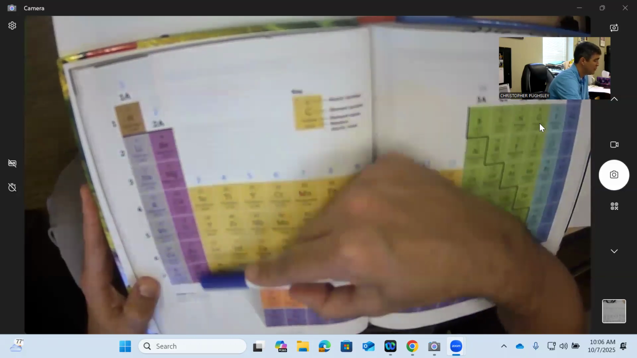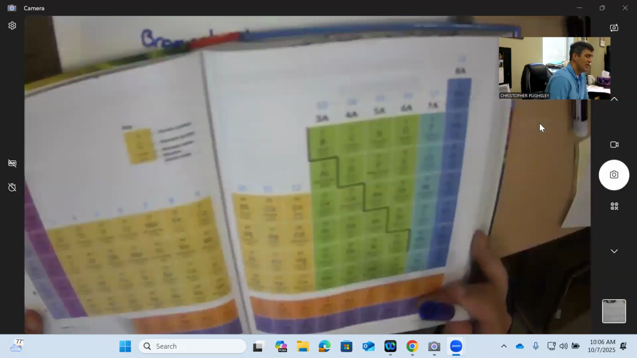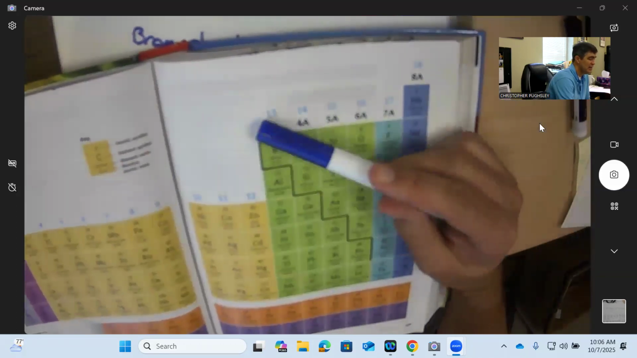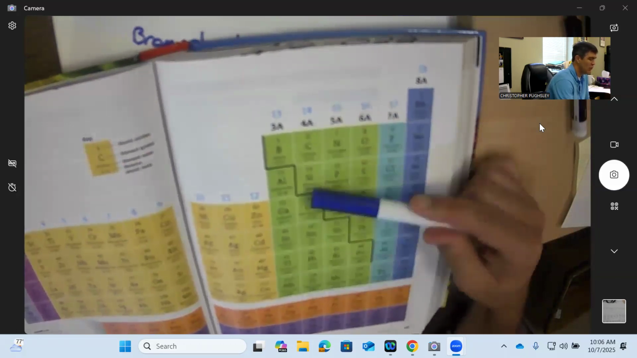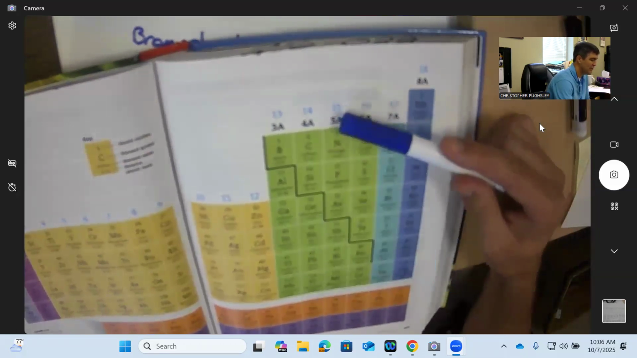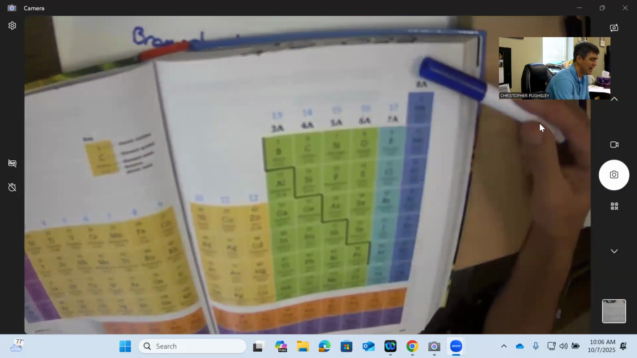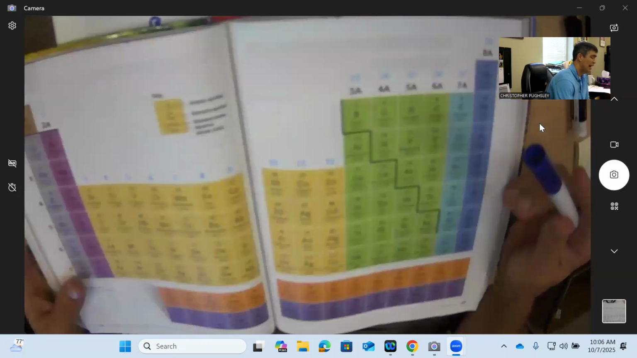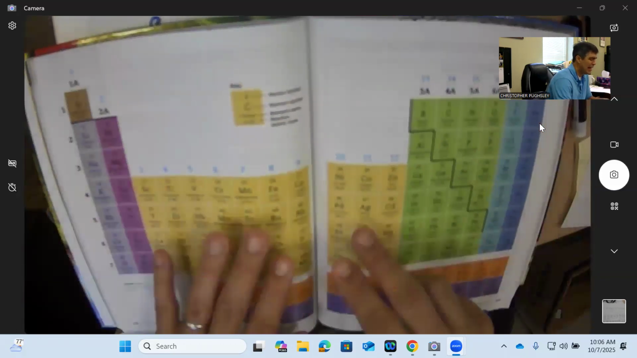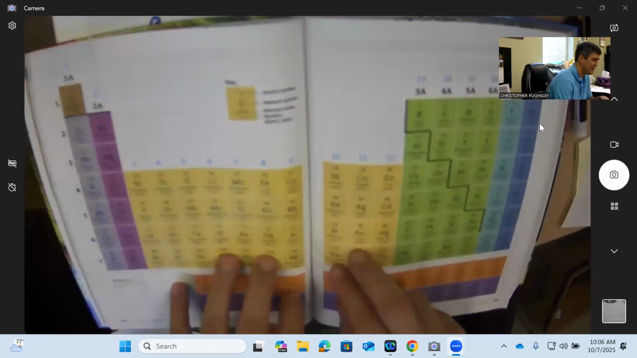All the elements in group 2 have 2 valence electrons. If I skip to 13, they have 3 valence electrons. 14 or 4A is 4 valence electrons. 5A or 15 is 5, 6, 7, and the last group is 8, with the exception of helium, which has 2. All right. Now, you might ask, what about these? And we're going to talk about these, but you wouldn't have to know that for the test quite yet.